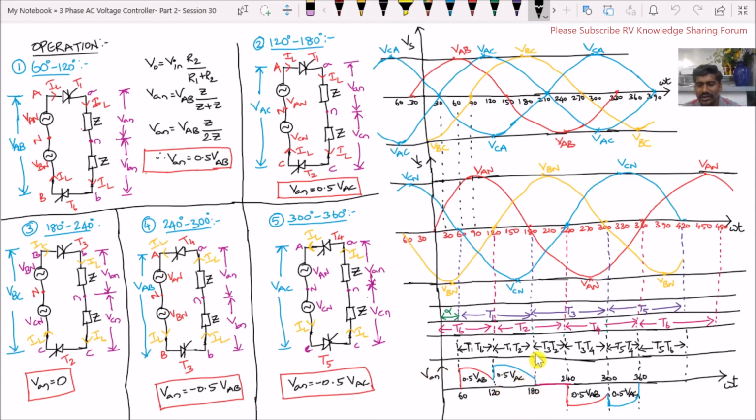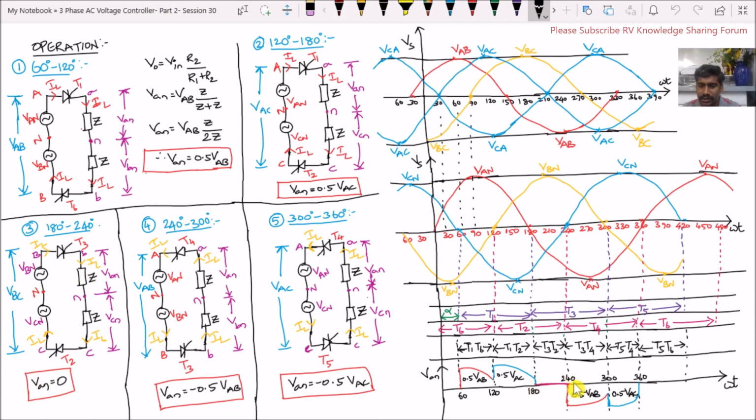And during 180 degrees to 240 degrees, T3 and T2 are conducting. So for this, let us see circuit 3. During 180 degrees to 240 degrees, the current flows through thyristors T3 and T2. Therefore, the voltage which appears across our impedance load is VBN and VCN. Therefore, here no VAN is flowing. The output voltage for phase A does not appear across the impedance load. Therefore, VAN is equal to 0. So from 180 degrees to 240 degrees, here it is drawn as 0.